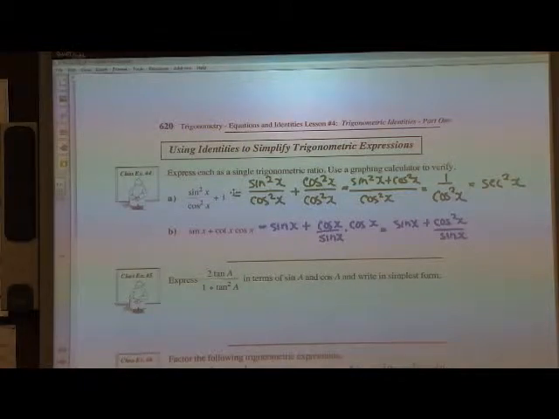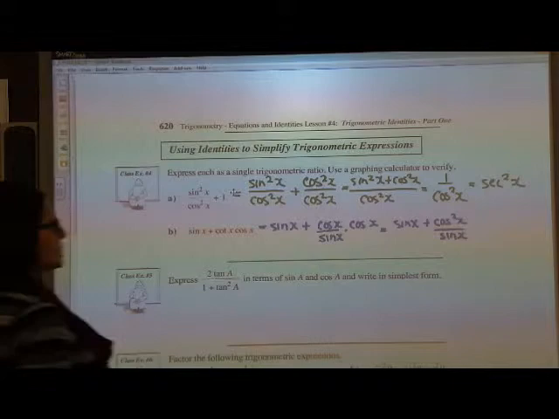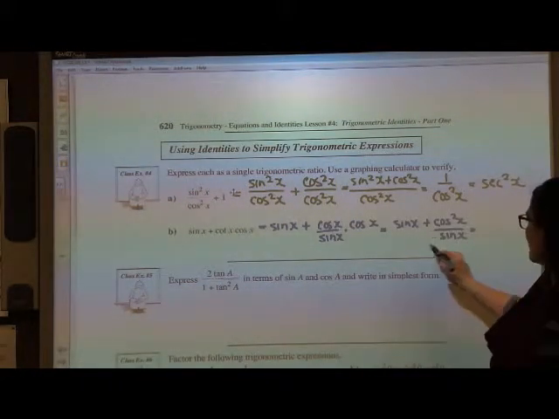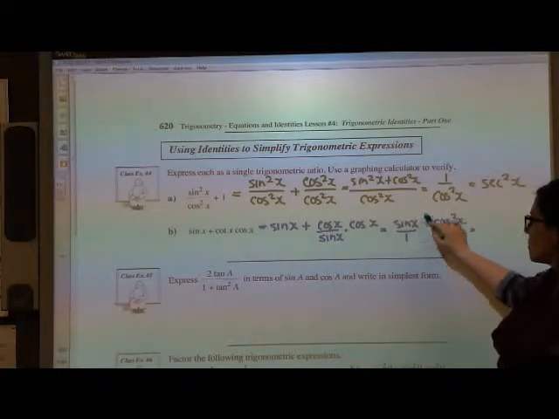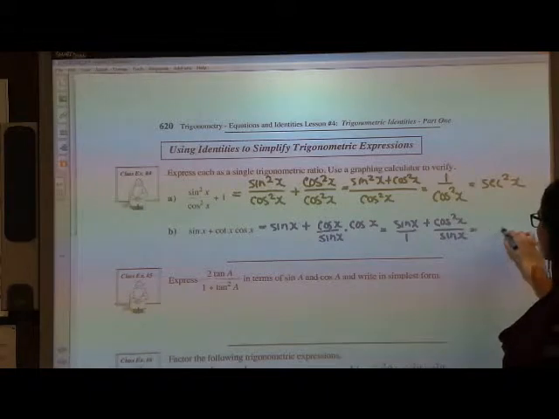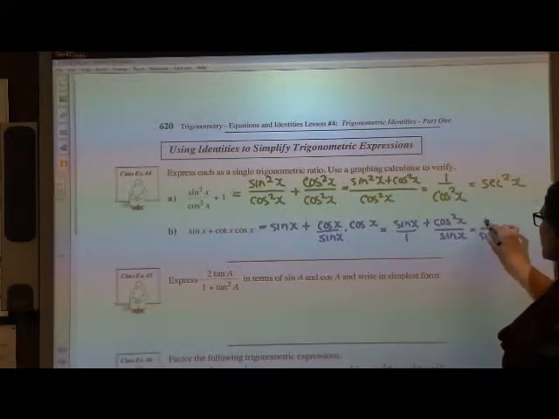How would I add these together? With a common denominator. What would my common denominator be? Sine x. If I make this over sine x, I multiply the top and the bottom by sine x. So the bottom becomes sine x. What does the top become? Sine x squared.